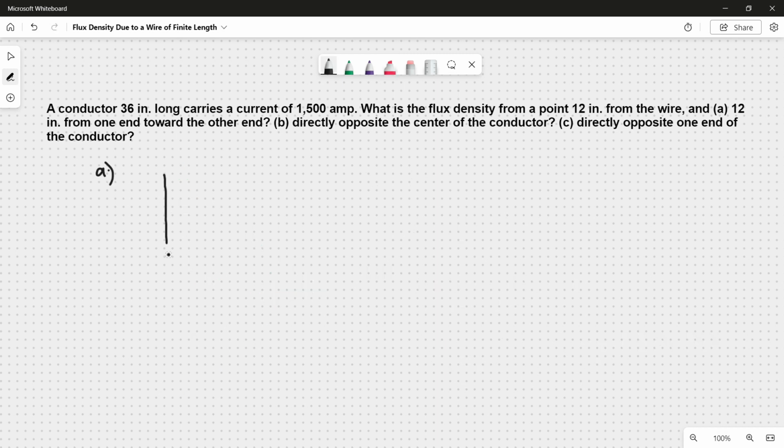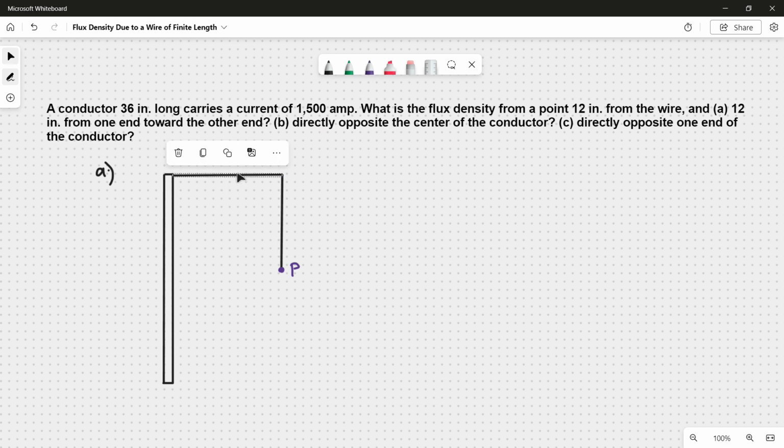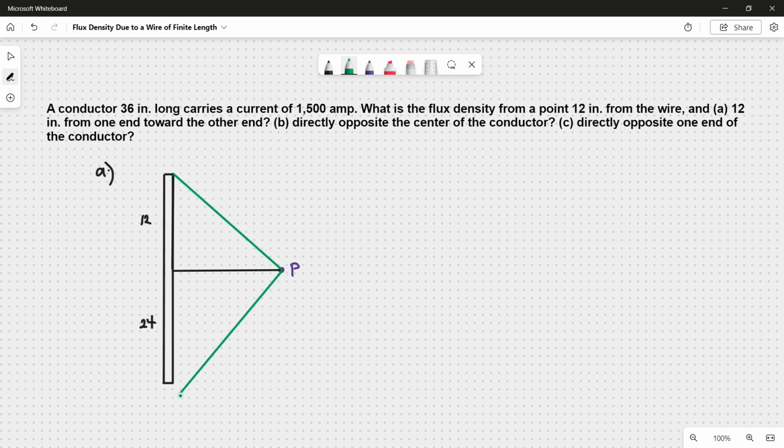For letter A, we have 12 inches from the wire and 12 inches from one end toward the other end. So this makes our point P. So if this is 12 inches, this is also 12 inches. Same goes on this side. Now if the length of the conductor is 36 inches long, and this is 12, the remaining part must be 24 inches. Now let's draw lines toward each of both ends to form two right triangles. With this, we can solve for theta 1 and theta 2.